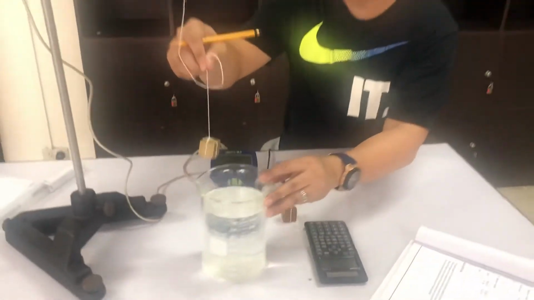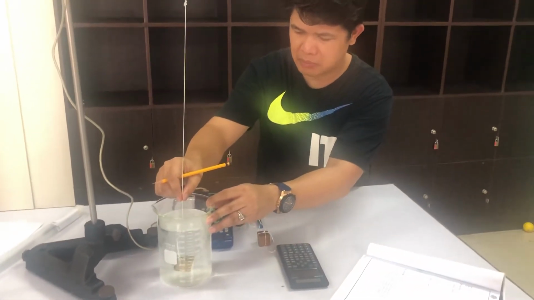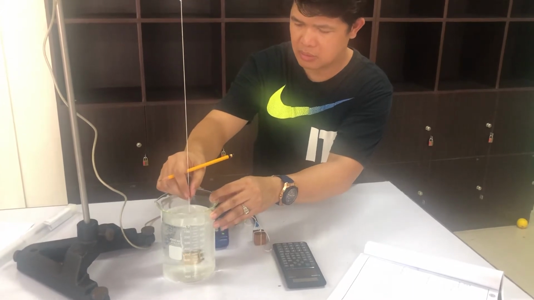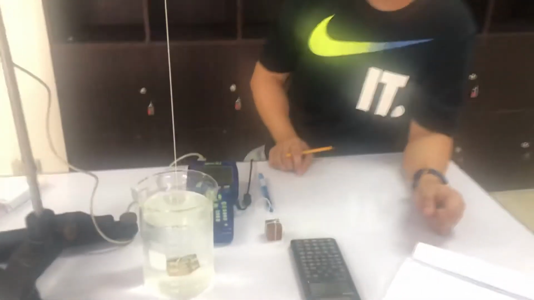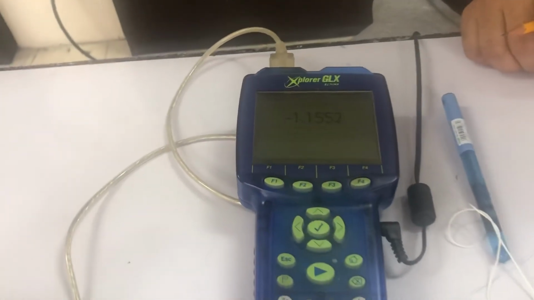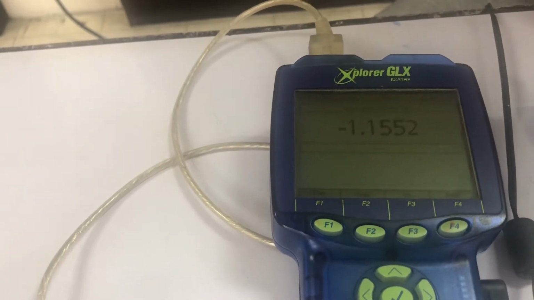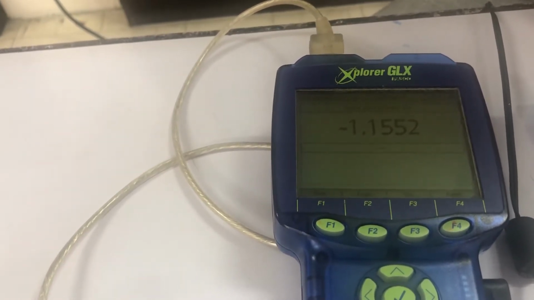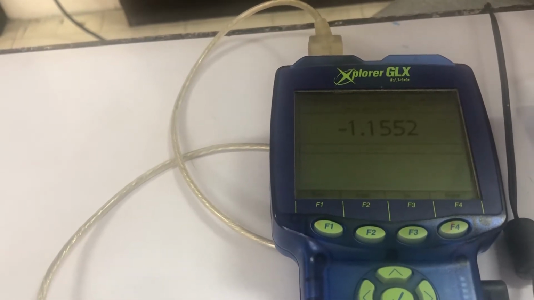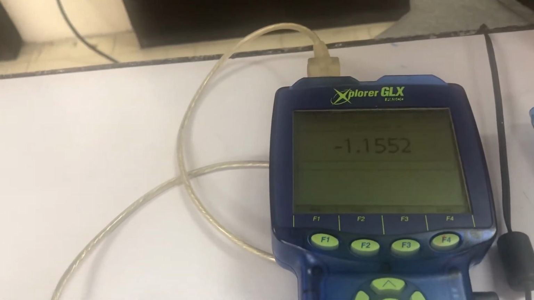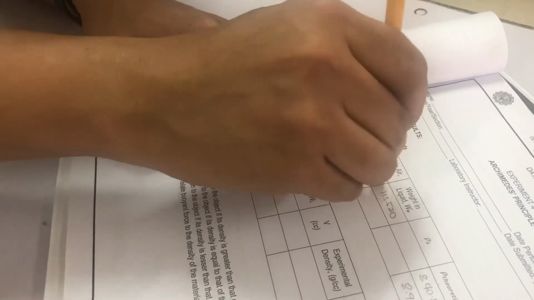Now I will be submerging the solid in water. Okay, now obviously there should be a decrease in the weight. Okay, that is because of the buoyant force. So the reading is 1.1552. So 1.1552 times 100,000, that's 115,520 dynes. Okay, so the unit here is dyne.